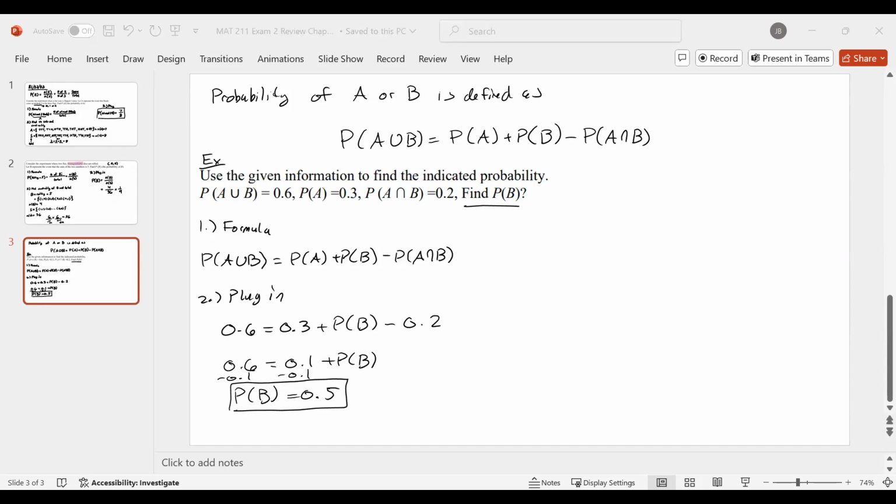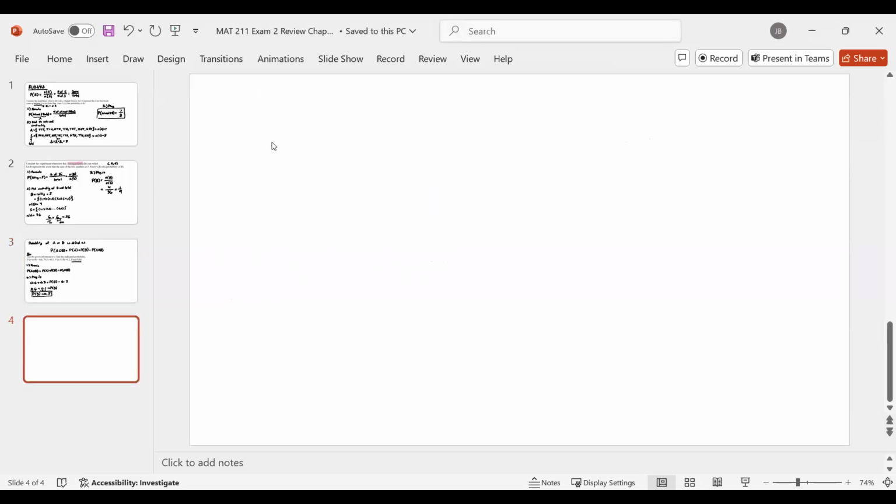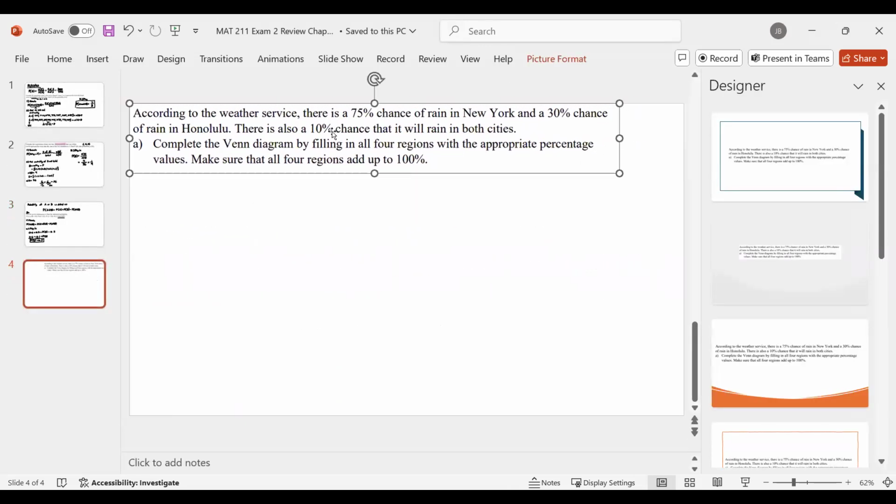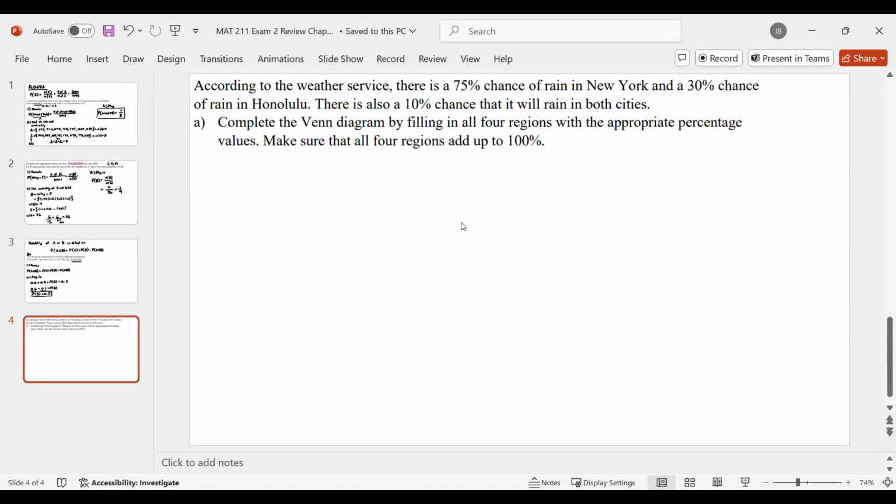So from that, we can look at a different problem, which is, okay, what if I give you a Venn diagram problem? So essentially, I want you to fill out a Venn diagram. I could ask you on the exam to do that. So that is always a possibility. So let's get this right here.